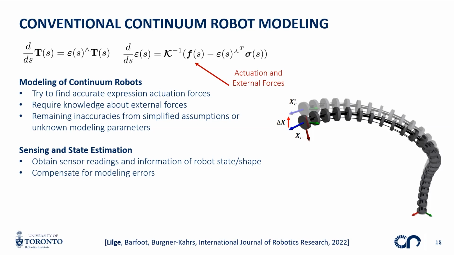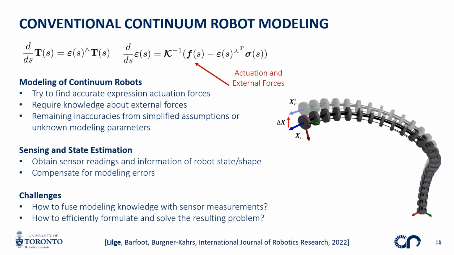And this idea sounds very good and promising, but some challenges are how can I fuse my modeling knowledge with these sensor measurements? And how can I do this in an efficient way, so that I can formulate and solve this problem very efficiently and have fast computation times? So these are two challenges in state estimation for continuum robots. And this is what I want to talk about today.